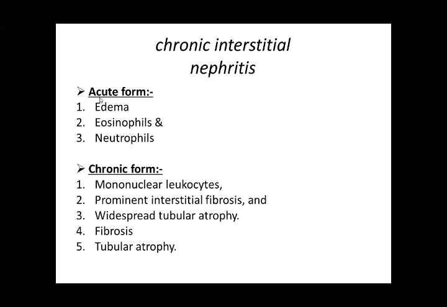There is no uremia. In acute form, there will be neutrophils in the interstitium and tubules. You may see eosinophils, and there is edema. All these three features. But in chronic form, there is fibrosis and atrophy of the tubules. If it becomes chronic, there will be fibrosis, atrophy of tubules. Now the infiltrate is mononuclear leukocytes. Prominent fibrosis, widespread tubular atrophy.